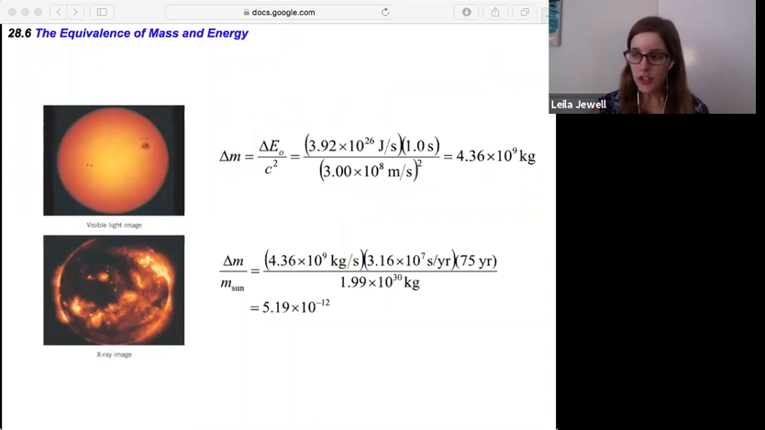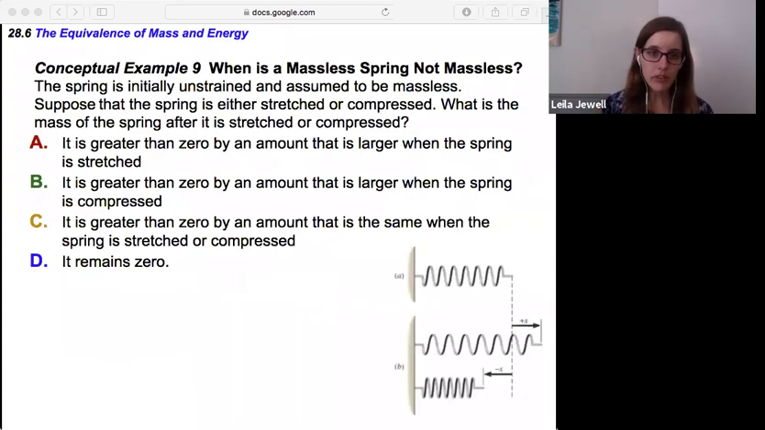So let's check this out with a conceptual example. When is a massless spring not massless? The spring is initially unstrained and assumed to be massless. Suppose the spring is either stretched or compressed. What is the mass of the spring after it is stretched or compressed?